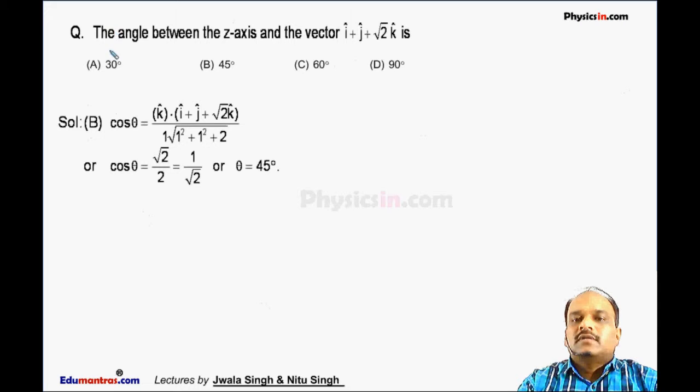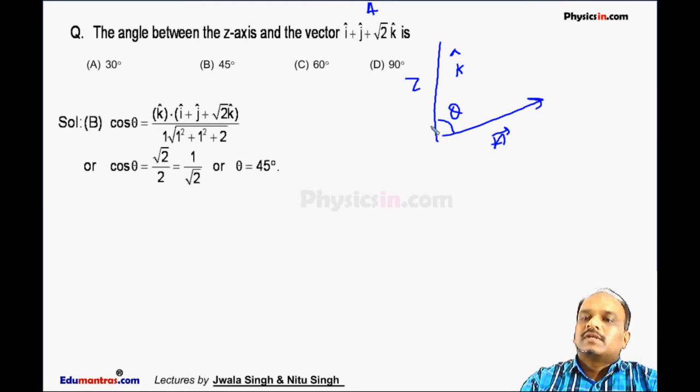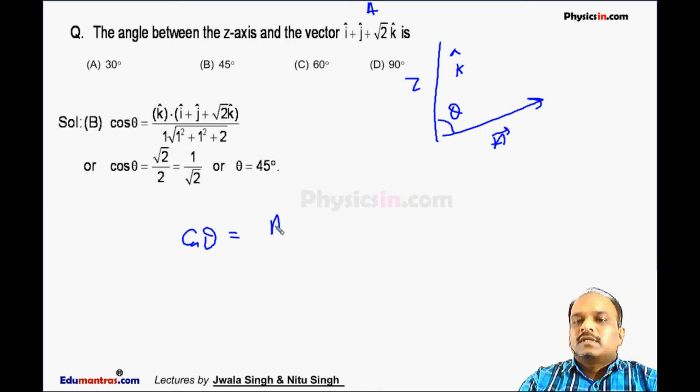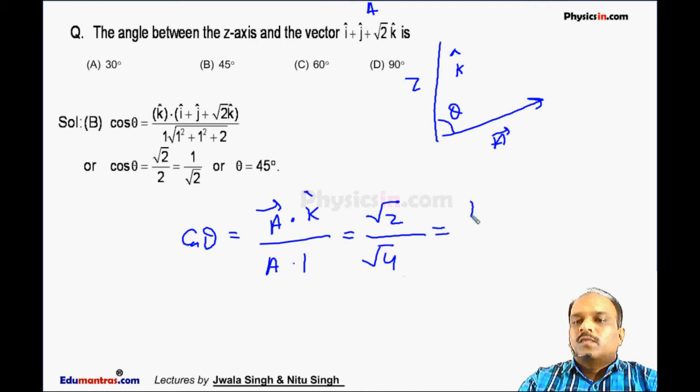The angle between the z-axis and the vector: we know this is our z-axis. Suppose this is our vector A, and this is our z-axis. We know the unit vector on the z-axis is k cap. So now we can say this angle, let it be theta. So I can say cos theta is vector A dot vector k divided by mod of A and mod of k, which is 1. What is A dot k? We can say A dot k is root 2, divided by mod of A, which is root over 2 square plus 1, that is root 4. So it is equal to 1 by root 2. So theta is 45 degrees.